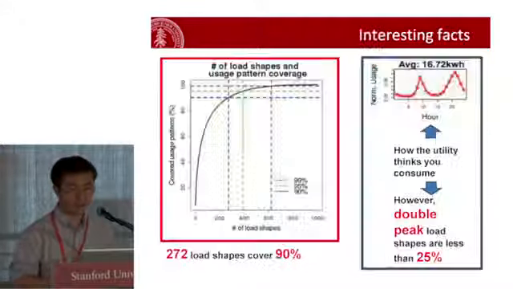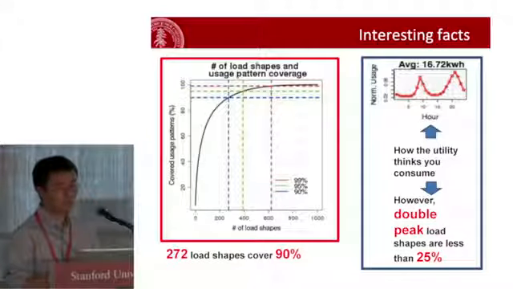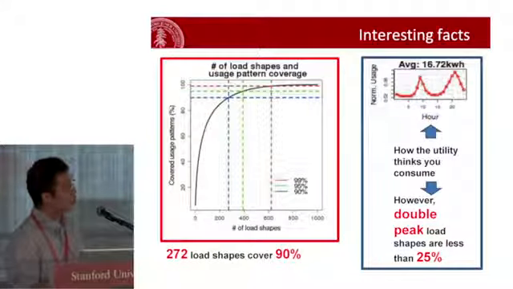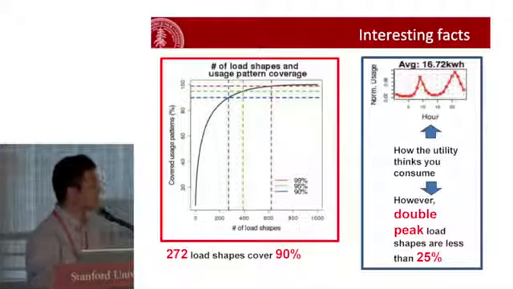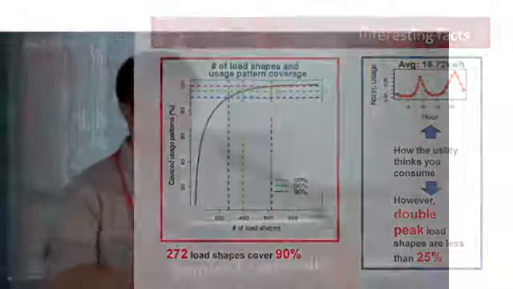And then the last slide is the interesting facts which I found by this customer segmentation methodology. We found that when we use 1,000 representative load shapes, we can cover 90% of the entire consumption pattern by only 272 load shapes. And the other interesting fact we found is that traditionally the utility company thought usual residential customers always use the double peak load shape, but from our analysis, double peak load shapes are less than 25%, and that is one of the interesting facts. Yeah, that's it.